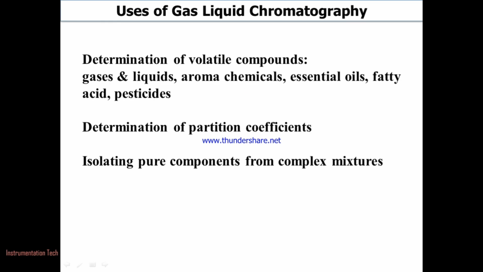Gas liquid chromatography is used for the determination of volatile compounds like gases, liquids, aroma chemicals, essential oils, fatty acids and pesticides, etc. And it is used to determine partition coefficients also. And it can be used for isolating pure components from complex mixtures.